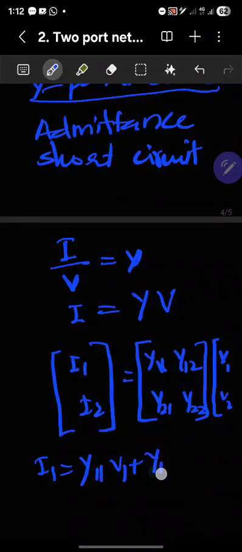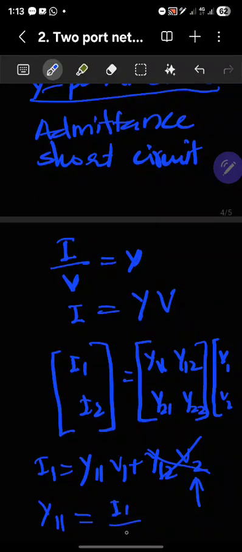Then Y12 V2. This is the expression. So how to find Y11? It's very easy. We have to make this term 0. Parameters we cannot make 0. So what can we make 0 here? V2 is 0. So what we can write is Y11 is equal to I1 by V1, provided V2 is equal to 0.